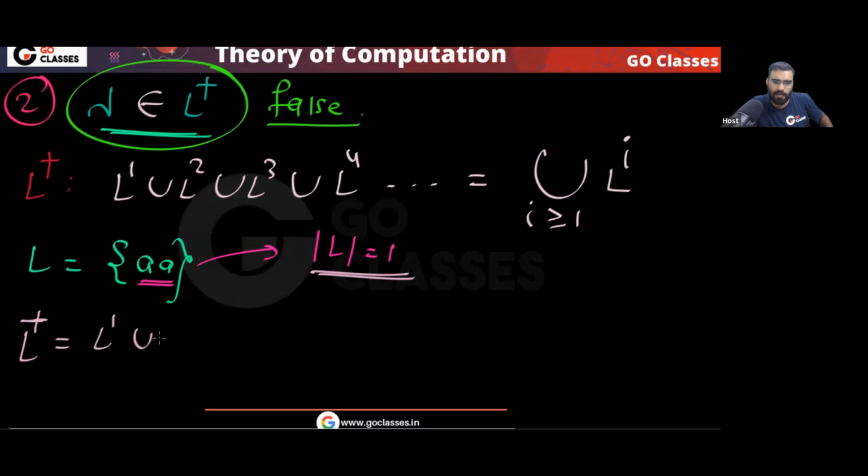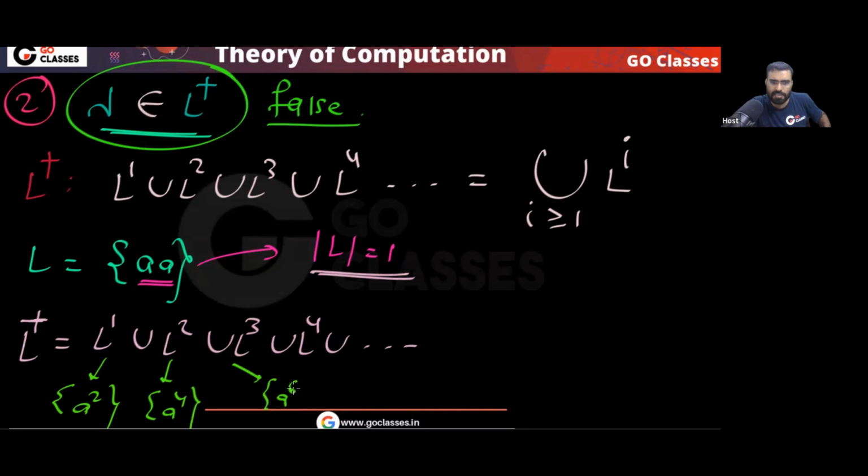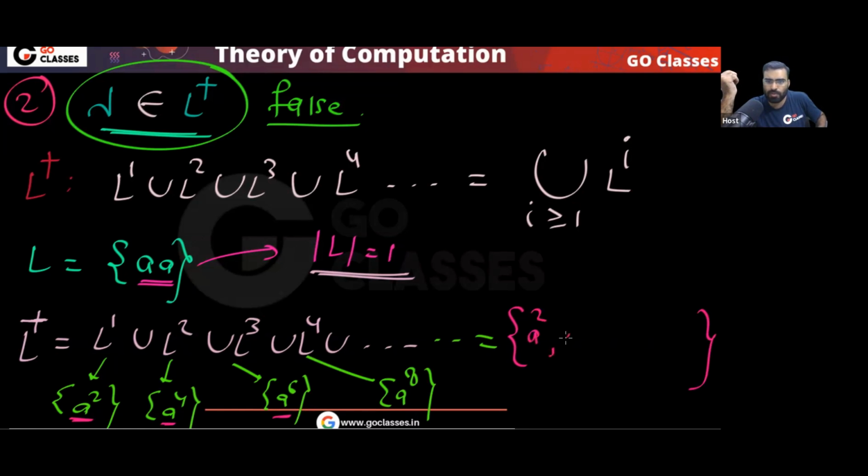L plus means L power 1 union L power 2 union L power 3 union L power 4 and so on. Tell me what is L power 1. L power 1 is A power 2. L power 2 is A power 4. L power 3 is A power 6. L power 4 is A power 8 and so on. So tell me finally what you got. If you do the union of all of them, you will get A power 2, A power 4, A power 6 and so on.